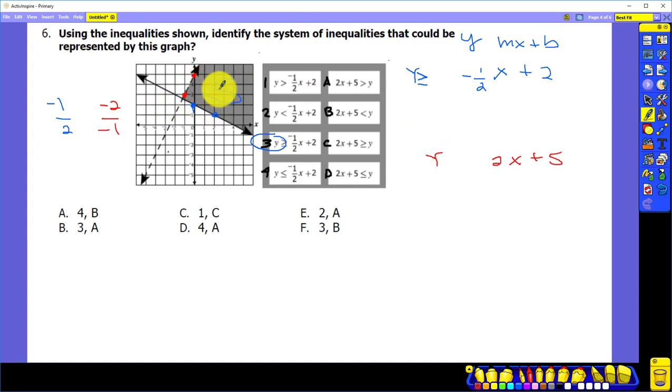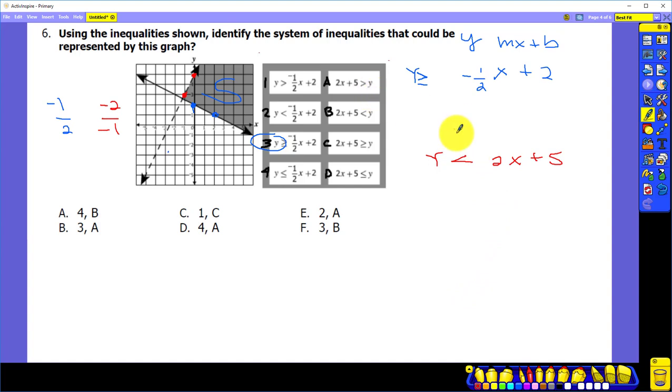Now, the shaded area is below this line. It's below this line, so I should have y less than. Do we have a line under? Well, we don't have a line under because this one is a dotted line. So I should have y less than 2x plus 5.